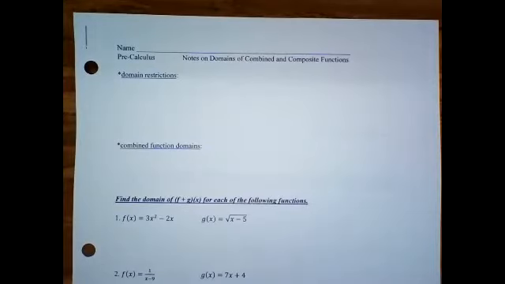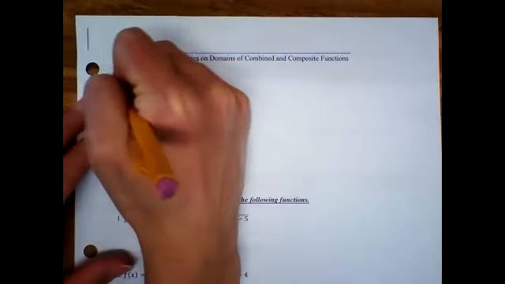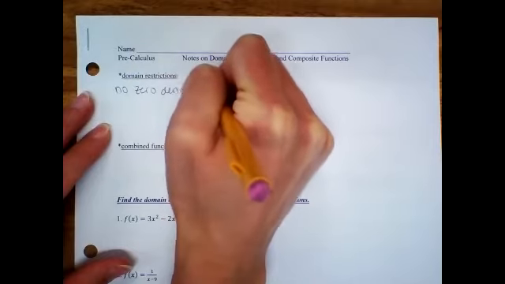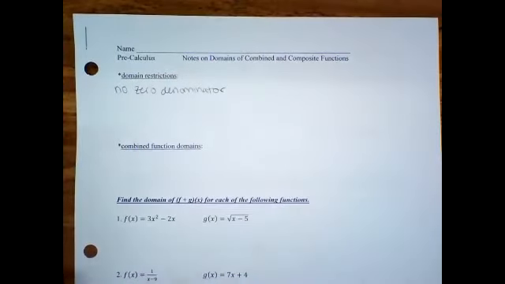So today we're going to find the domains of all the combined and composite functions that we were doing last time. So here are the domain restrictions that you have to look out for. You cannot have a zero denominator, is the first one. Those are the ones I call the troublemakers. Like you have to kick them out. So you're not allowed to divide by zero.